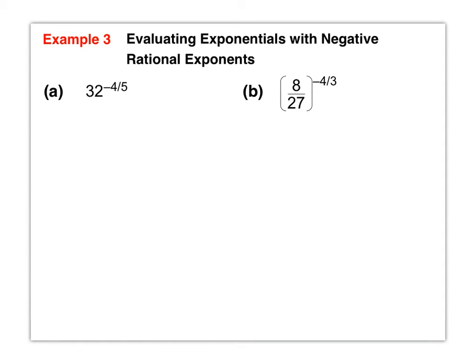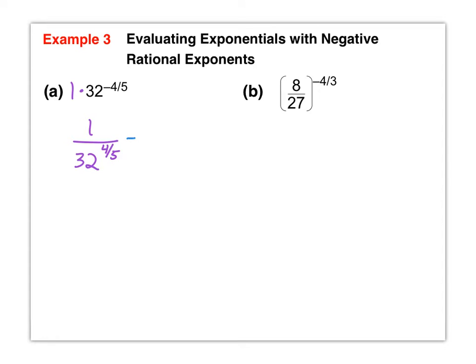Let's look at evaluating exponentials with negative rational exponents. One way to work with negative exponents is to make the exponent positive by moving it from the numerator to the denominator. So let's write this expression as a fraction, where we can think of this as 1 times this quantity to the negative 4/5 power. So we'll keep the 1 in the numerator, but the 32 base we're going to write in the denominator. And when you do that, that negative exponent becomes positive.